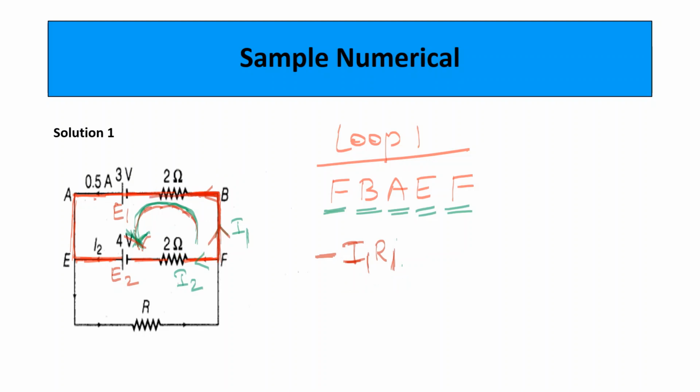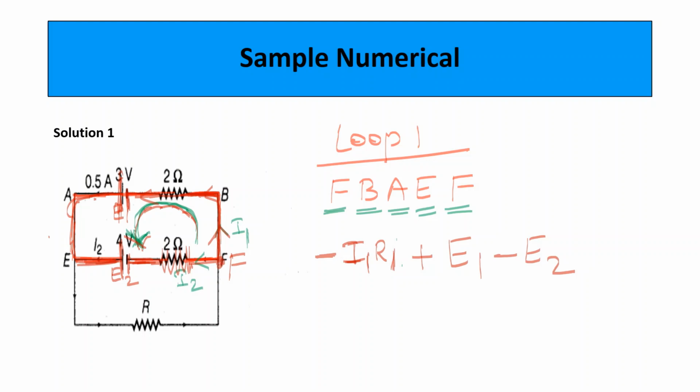Then comes this cell E1. For the cell E1, it is from negative to positive. Therefore, for the cell, the value must be positive. That also we learned. For a cell from negative to positive, or from low to high, it will be high. Therefore, plus E1. And when it reaches this E2, it is from high to low. From high to low, the value must be low. Therefore, minus E2.